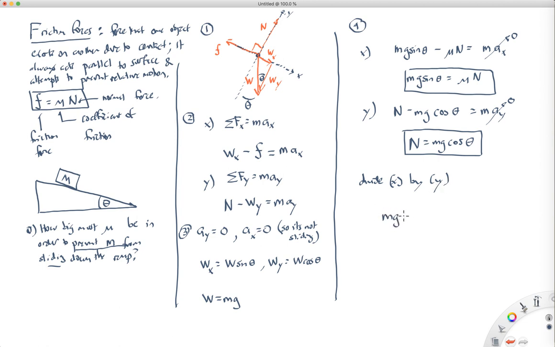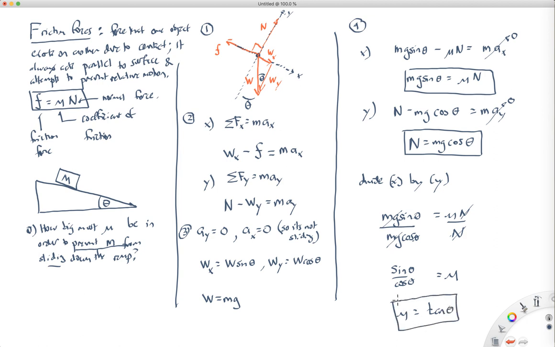So let's take mg sine theta equals mu times the normal force, and we'll divide both sides by the same number. We'll divide by mg cosine theta, and we'll divide this side by N, because those two are equal to each other, so we can divide both sides by the same number. This is nice because the mg's go away, the N's go away, and voila, we have that the coefficient of friction is sine theta over cosine theta, or if I rearrange this, mu is equal to tangent of theta.